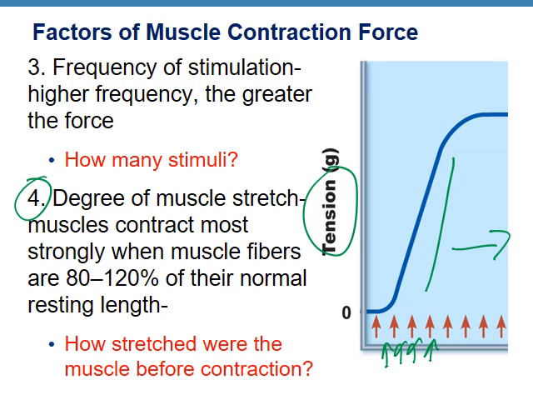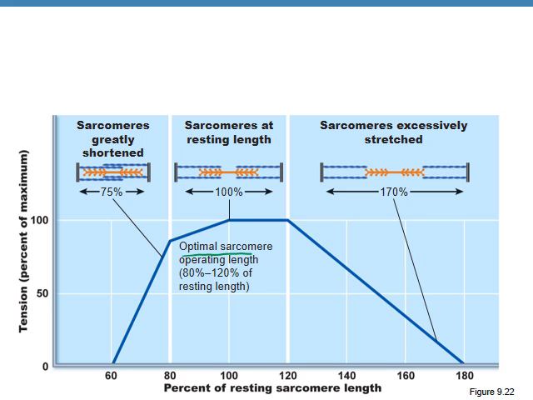The fourth is the first one that we haven't really discussed yet, and that's the degree of the stretch of the muscle. So how stretched were the muscles before contraction? This figure is showing you the optimal sarcomere length. So if the sarcomere is at rest and it is at this length, it can generate the most tension.